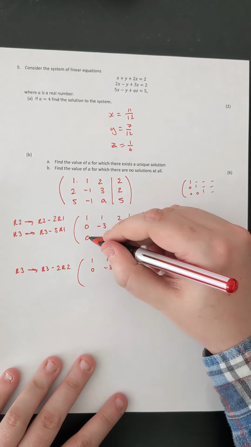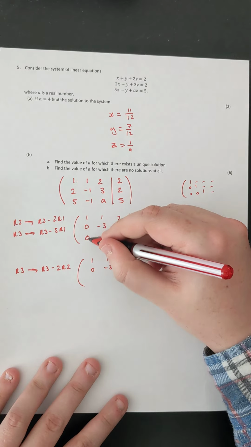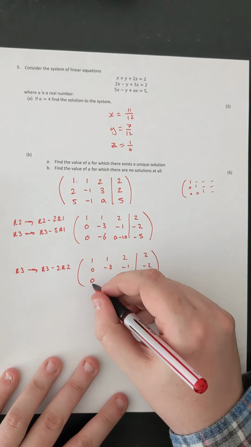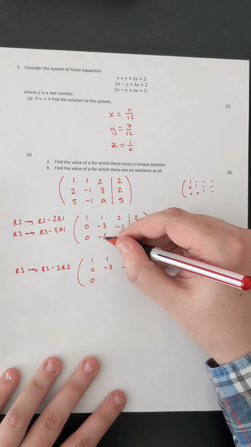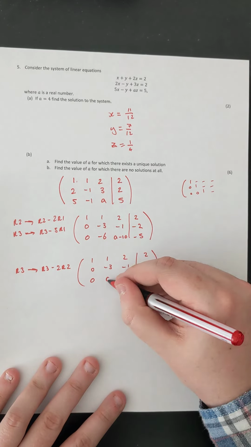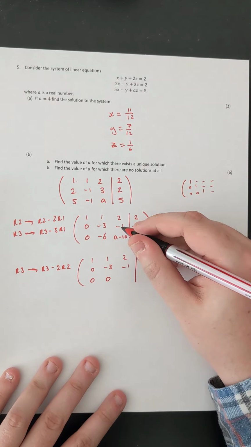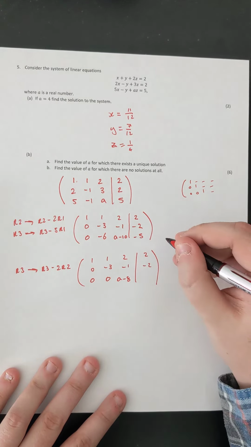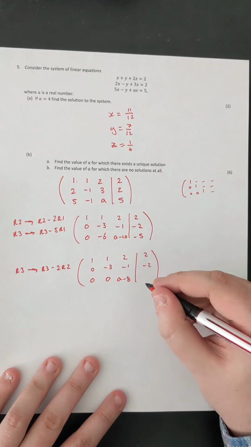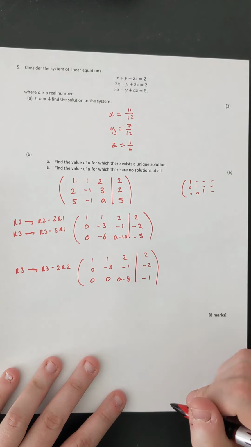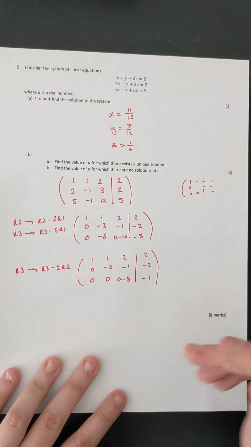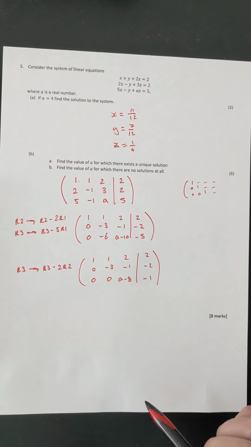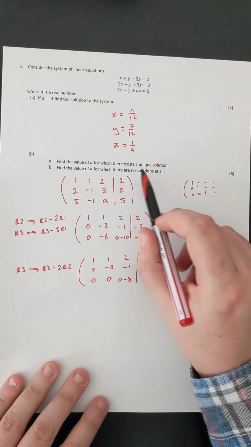First 2 rows aren't changed. And this is why I focused on column 1 first, because now 0 subtract 0 is 0. I've not ruined my first column. Negative 6 subtract negative 6 is 0. a subtract 10 subtract negative 2 is a subtract 8. And negative 5 and then subtract negative 4 is negative 1. Negative 1.